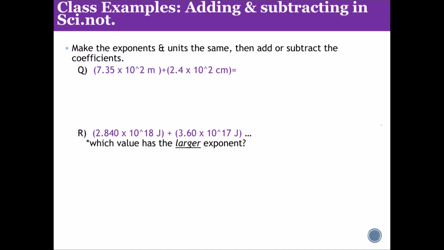What's easier to do is see which one has the larger exponent. This just makes it easier for me to add and subtract two values in scientific notation. So the first value, this one here, has the larger exponent. That means I'm going to take the second value and convert it so that it also has a times 10 to the 18th.